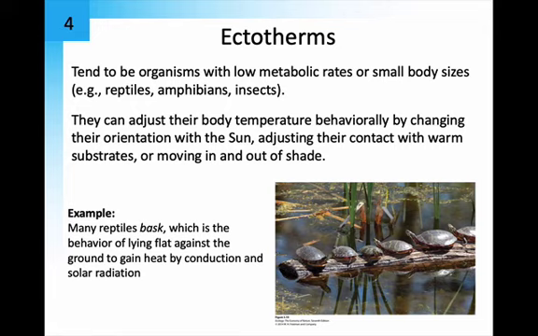Okay, now let's talk about ectotherms a bit. They tend to be organisms with relatively low metabolic rates or small body sizes. They often use behavioral means of altering their body temperatures. They'll orient to the sun if they're cold. They'll orient away from the sun if they're too hot. They'll hunker down on warm substrates to warm up, and they'll lift their bodies up away from those substrates if they get too hot. And so here's an example. Here's some turtles basking. This is something you could see at the Audubon Zoo on a cold day in January or February very frequently.